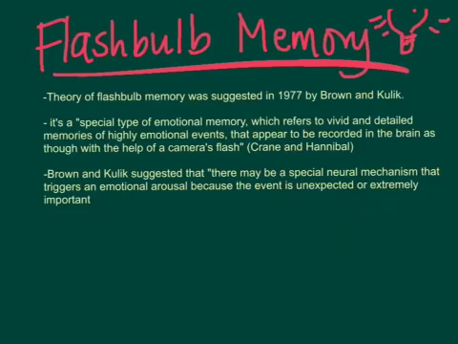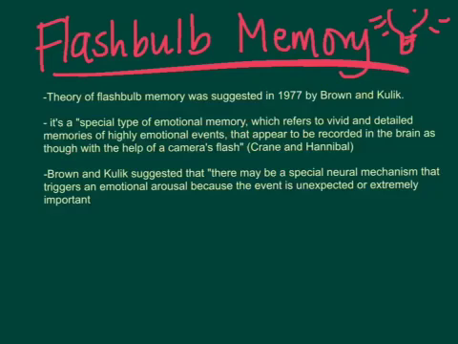Okay, so the basics. What is flashbulb memory? The theory of flashbulb memory was suggested in 1977 by two researchers named Brown and Kulik. And they said that flashbulb memory is a special type of emotional memory which refers to vivid and detailed memories of highly emotional events that appear to be recorded in the brain as though with the help of a camera's flash. So literally, think of a flashbulb, think about an exciting or traumatic emotional event, and it's almost lit up by the flash of a camera. Some people say they remember it almost in slow motion, and they remember every little detail that happened.